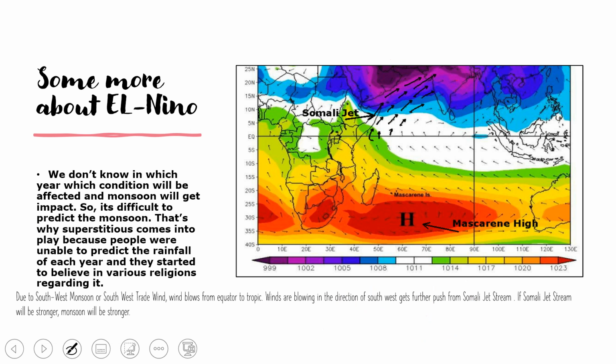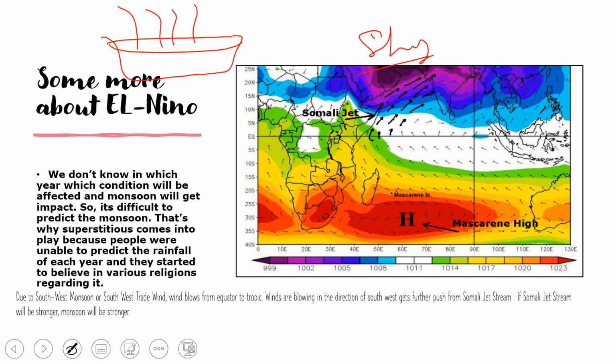In history it is given that when puja was performed at fire altars, the smoke used to rise into the atmosphere. They used to believe that this smoke rising in the sky was carrying their puja, carrying their request to God. You will read those things in history. So we don't know in which year this condition will be affected and the monsoon will be impacted, so it is difficult to predict the monsoon. That's why superstitions come into play, because people were unable to predict the rainfall of each year, and they started to believe in various religions regarding it.